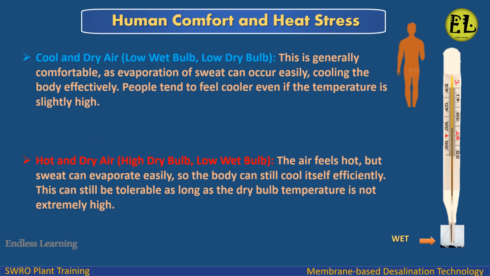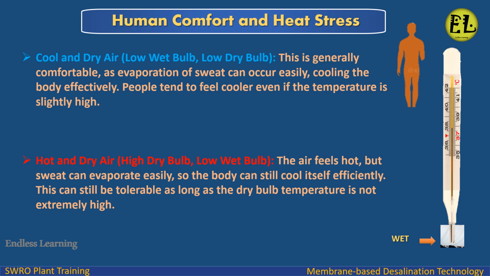Human comfort and heat stress. Cool and dry air, low wet bulb, low dry bulb. This is generally comfortable, as evaporation of sweat can occur easily, cooling the body effectively. People tend to feel cooler even if the temperature is slightly high.